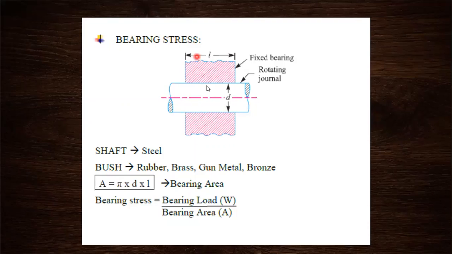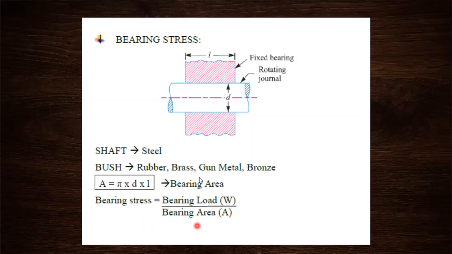So we are using a bush here, right? The bush is made of rubber, brass, gunmetal, bronze, etc., whereas the shaft is made of steel. Bearing stress is applicable to the area in contact between the bush and the shaft, and this is known as the bearing area, and the formula is pi dl. Bearing stress can be written as the ratio of bearing load W to bearing area A.